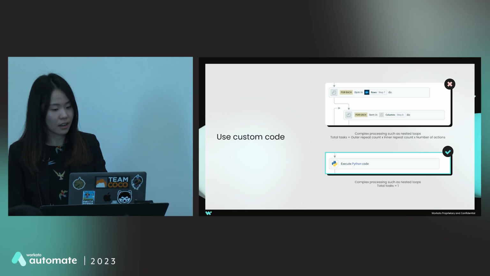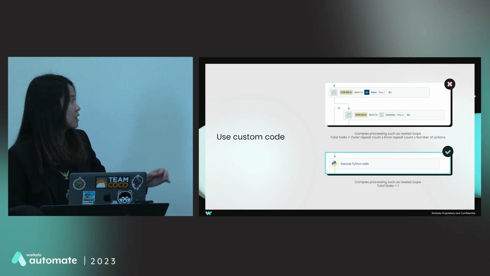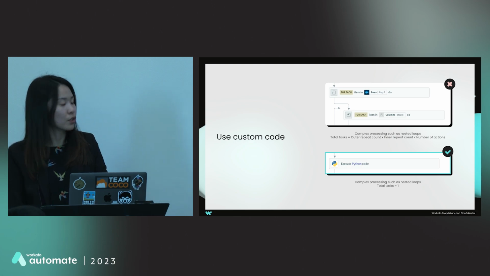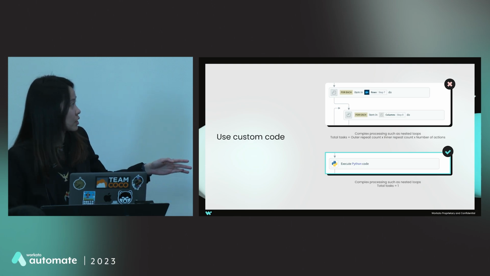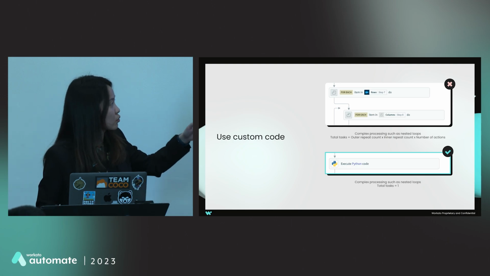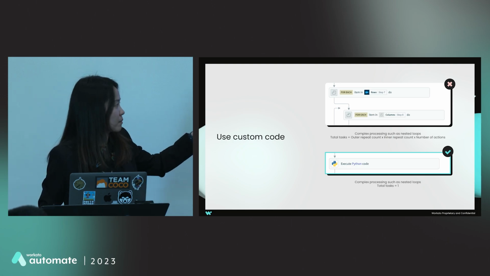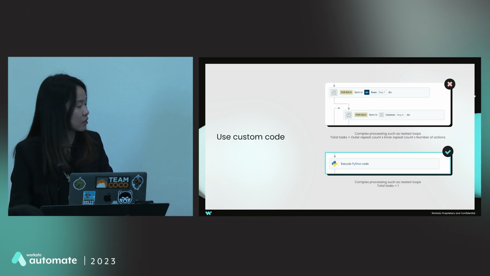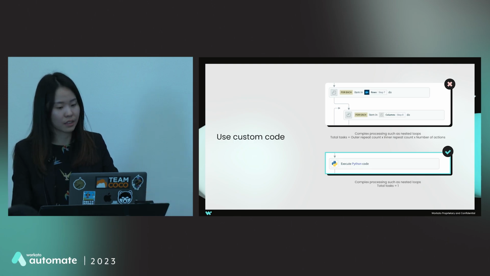And then lastly, in this strategy, handling complex arrays is a pretty common use case for using custom code. So instead of going through nested loops, you can cut that down by executing one Python code. So the total number of tasks will be cut down much more significantly with that.